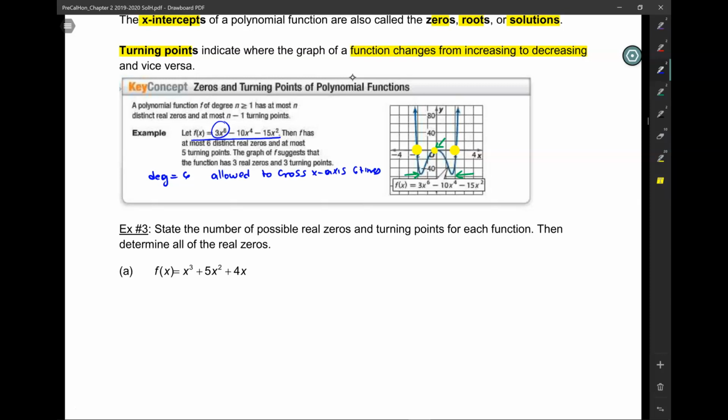Now, turning points. However many x-intercepts it's allowed to have, that number minus 1 is the number of turning points. So, if the degree is 6, it has a maximum of 6 x-intercepts and 5 turning points. It can use up all the 5 or it doesn't. It's like bathroom passes. You can go up to 3. You can use all 3 or you don't, but it doesn't roll over to the next function if you don't use it, right? That's what it is.